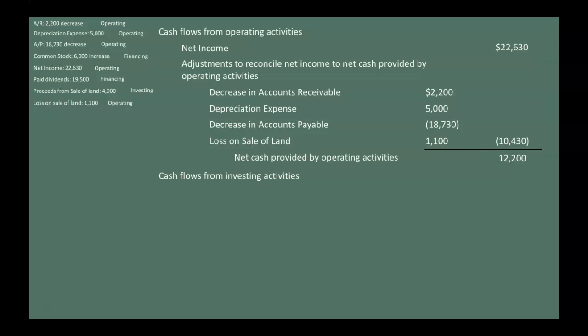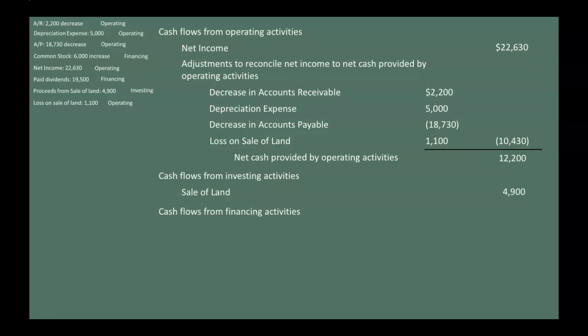So then our next section is our investing activities portion. And we had one single piece in our investing activities, the sale of land. So if we were to sell land for $4,900, that means that we are receiving the money. So it's a positive $4,900 on this statement.